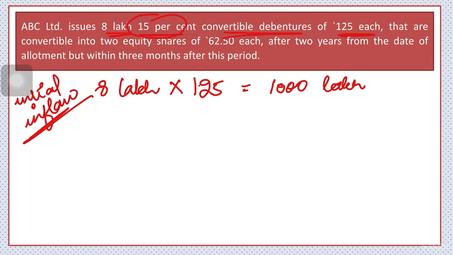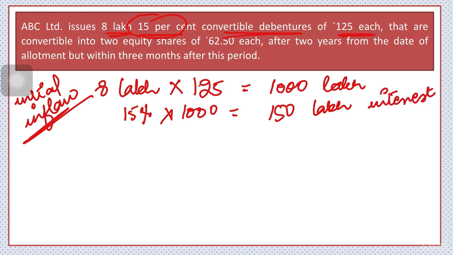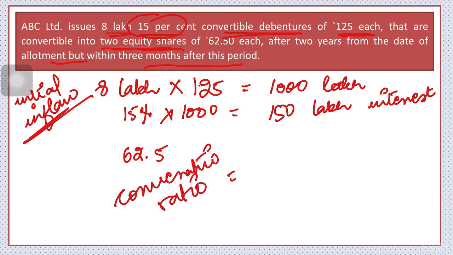Alright, another thing that you need to note over here is that 15% is being paid to the debenture holders. So, how much is being paid? 150 lakh is being paid as the interest to the debenture holders. Okay, then it is saying that they are convertible into 2 equity shares of 62.5 each, 2 years after the date of allotment, but within 3 months of such a period. So over here, if I want to compute my conversion ratio, how will I compute it? What was the formula we have studied?